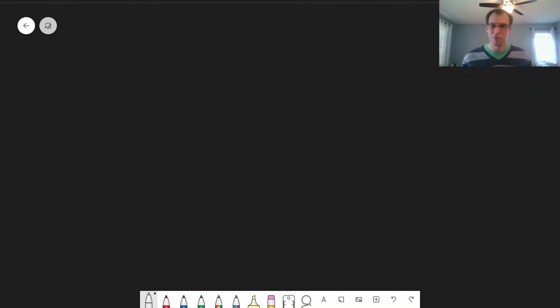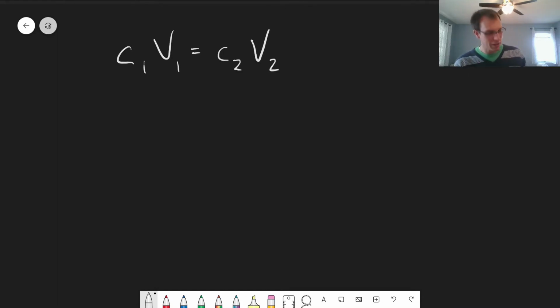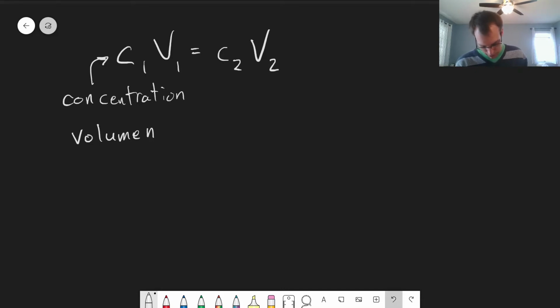And so the equation that we use for this is pretty simple. It's just a matter of applying it and remembering how to use it exactly. So the equation, the way I remember it, is C1V1 equals C2V2. And let's define what these are. C is equal to concentration. And this works for any sort of units, as long as you're consistent on the units that you're using. And V stands for volume.